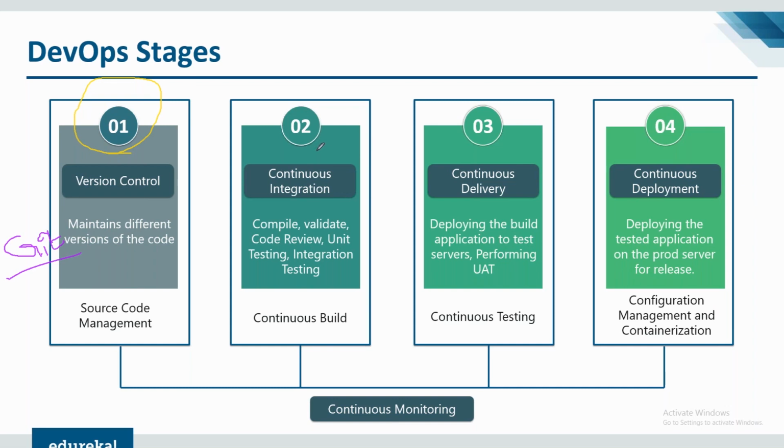Then in terms of continuous integration, we compile the code and validate the entire code, meaning the coding is done properly, and we perform multiple unit tests and integration tests. The popular tools here are Maven for continuous build, and Jenkins as the most popular tool for continuous integration. We also have Selenium for writing test scripts.